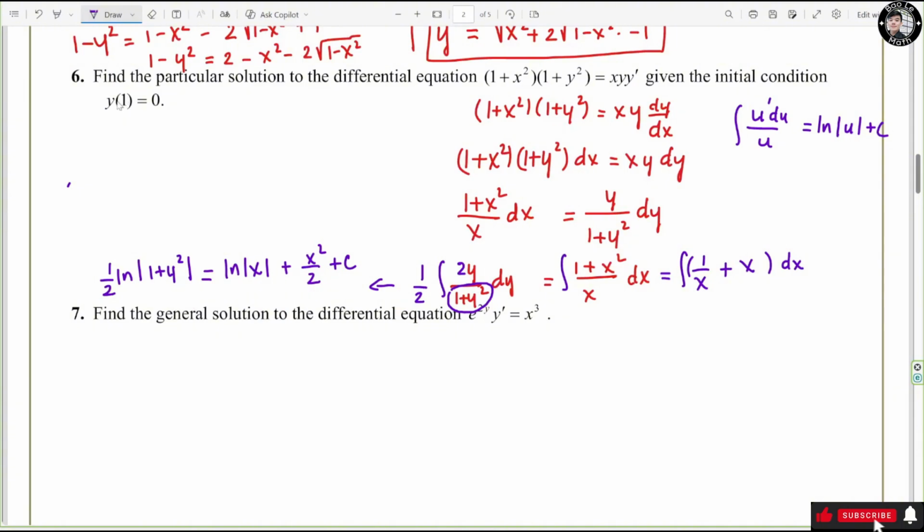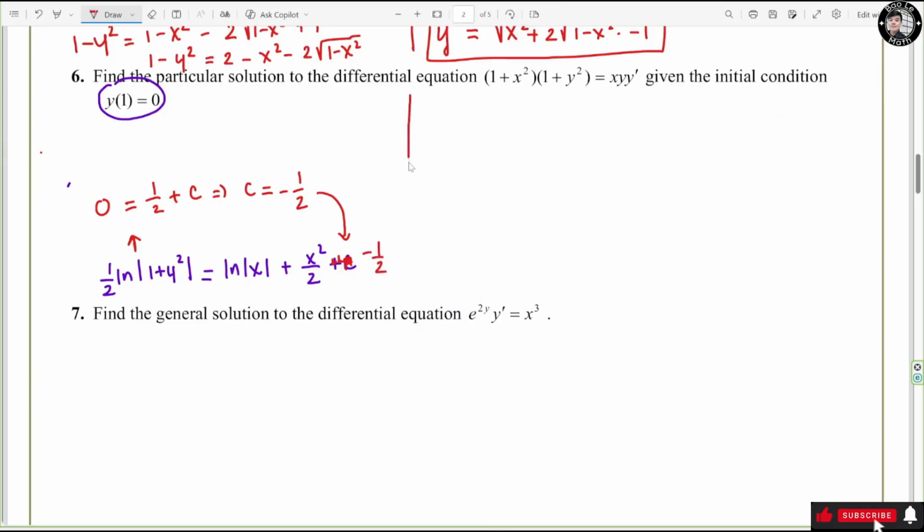Now I'm going to use the initial condition to solve for c. I substitute 0 for y. The left hand side, 1/2 ln 1, is 0. On the right hand side, I substitute 1 for s. ln of 1 equals 0, and you have 1/2 plus c, so c equals negative 1/2. Substitute negative 1/2 over here.